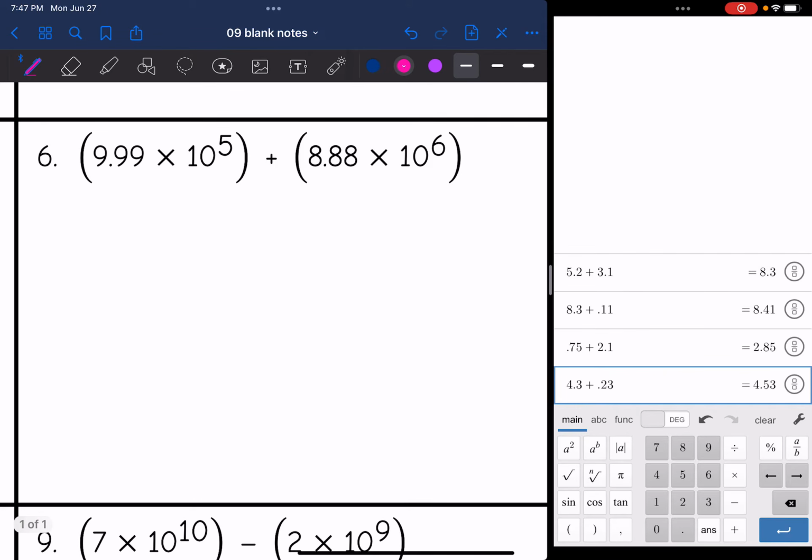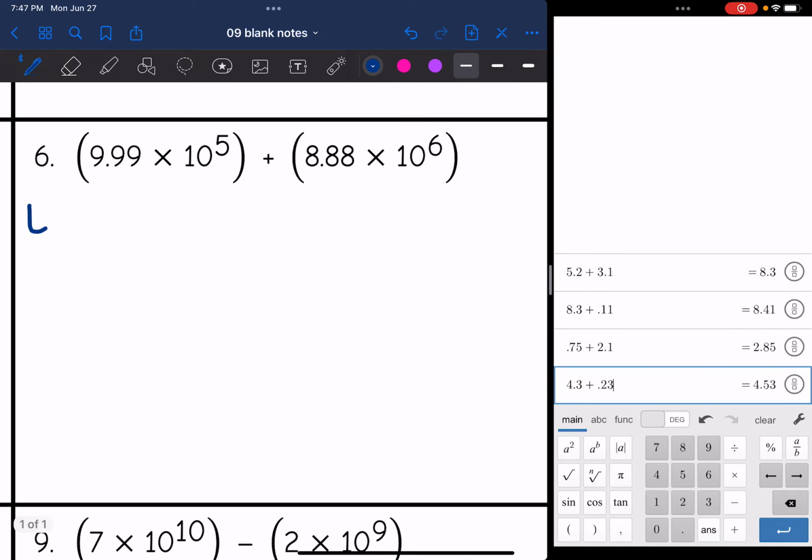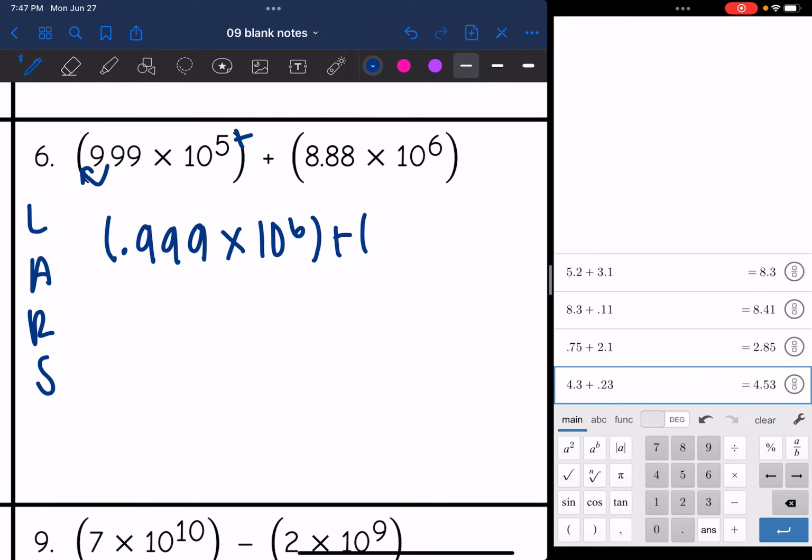Okay, number 6, I have a 5 and I have a 6, so I'm going to need to use Lars to adjust so that I can get the same exponent. I'm going to do left add with this first one. So it'll be 0.999 times 10 to the 6th plus 8.88 times 10 to the 6th.